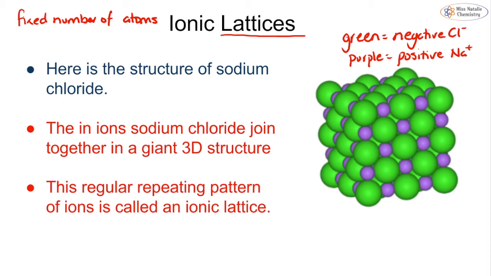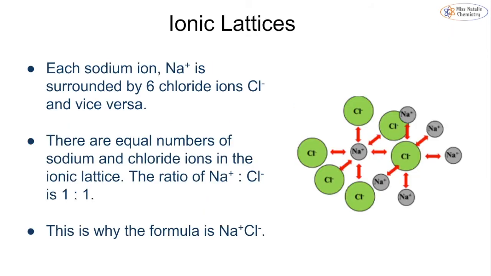Any formula that we use for an ionic substance tells us the ratio of our two ions, and we'll look at that in a little bit more detail in just a minute. But this regular repeating pattern of positive, negative is called an ionic lattice structure, and these lattice structures can be giant. So they are not small individual molecules, they are large lattice structures.